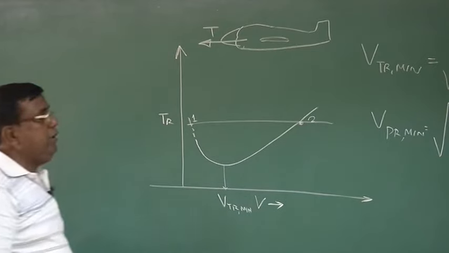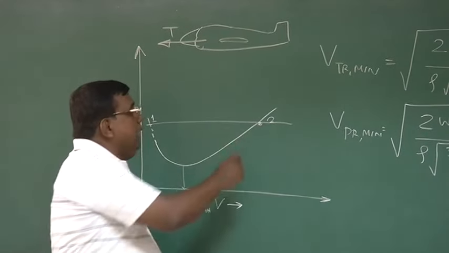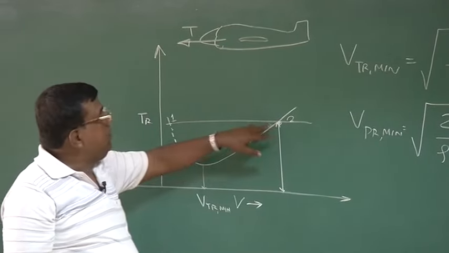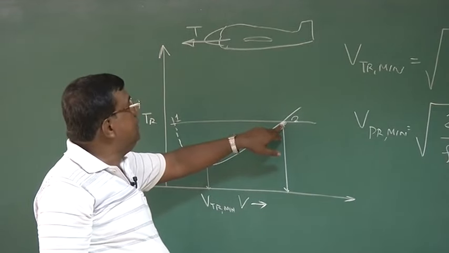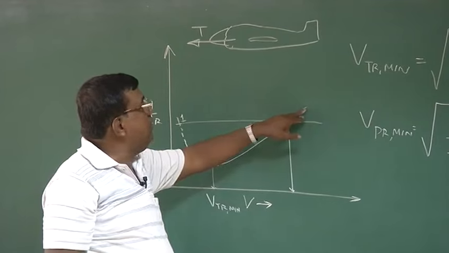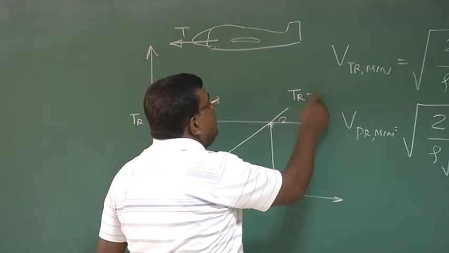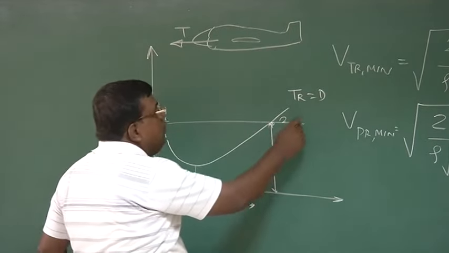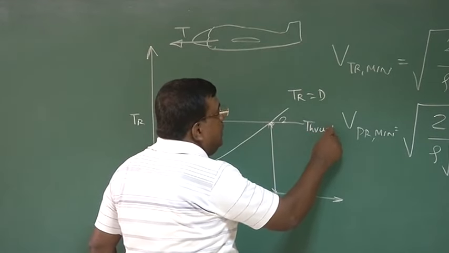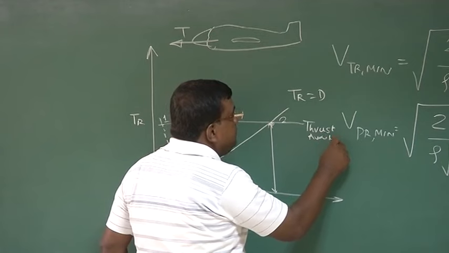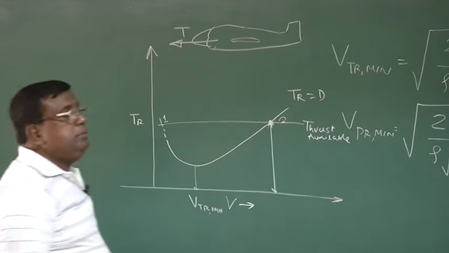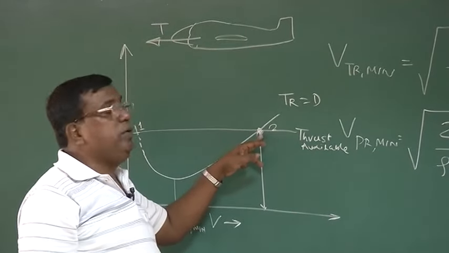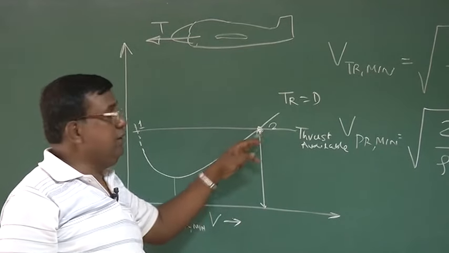Let's try to understand what these points are. At this point, you could see that the drag required, which is given by this graph, because this is thrust required, and we know thrust required equals drag. So at this point, whatever the engine is supplying, which we call thrust available, they are the same at this point. That means if I am flying at this speed, this is the maximum speed, and I will be going without any acceleration, right? Constant speed.